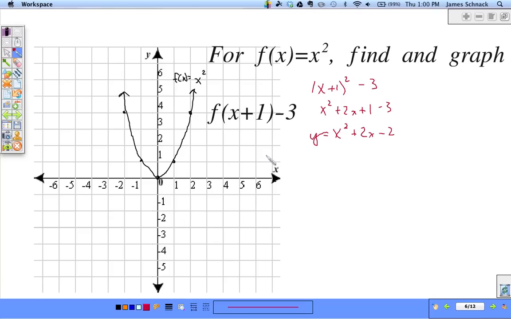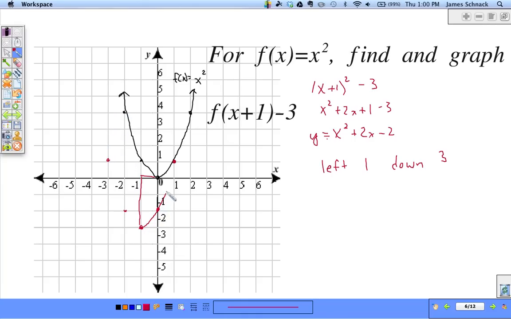And we could graph it some way or another. We've looked at how to graph quadratics. But if we know that there's a translation of left 1 down 3, this x plus 1 means we're not going to go right 1, we're going to go left 1 and down 3. So all I'm going to do is take all these points and go left 1 and down 3.